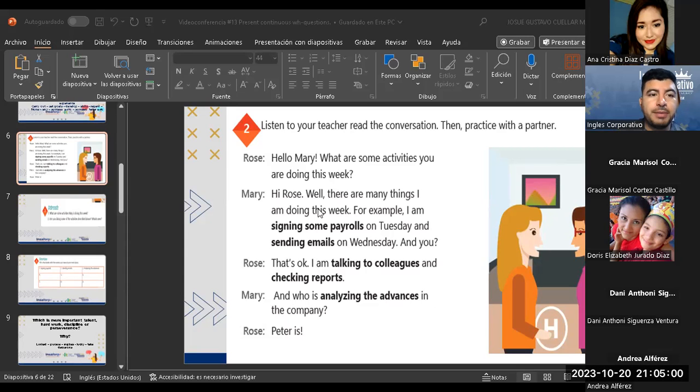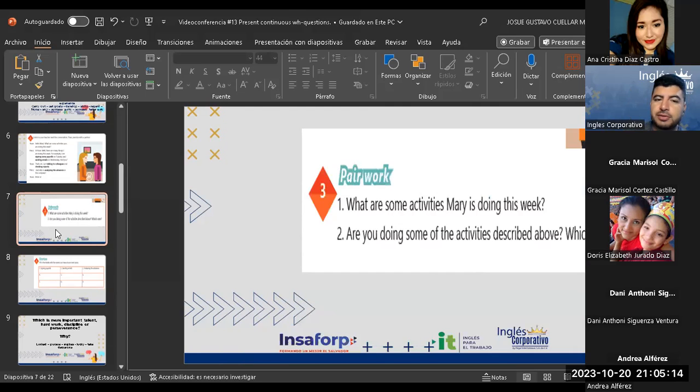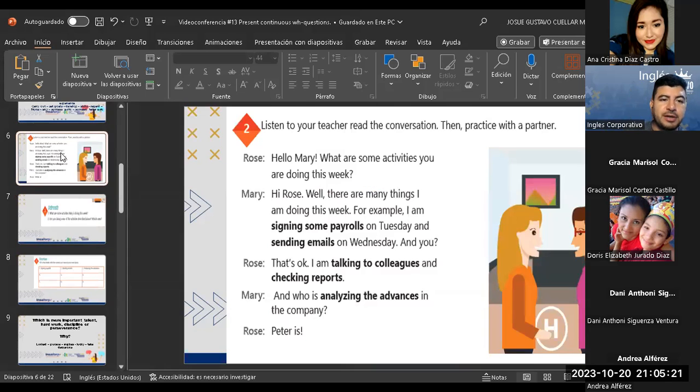Okay. So basically, here we have present continuous used for future events. Estamos utilizándolo para eventos a futuro. So here we have a question. Well, two questions. What are some activities Mary is doing this week? ¿Cuáles son las actividades que Mary va a hacer esta semana? Okay, practically. During this week, Mary says, I am signing some payrolls and sending emails, right?